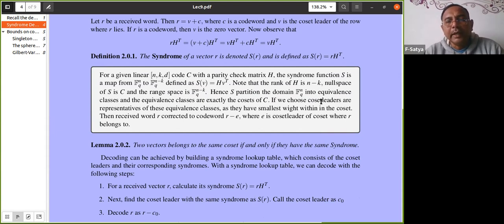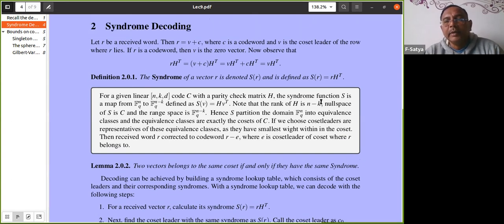For a given linear [n, k, d] code C with a parity check matrix H, these are all given. Then the syndrome function S is a map from F_q^n to F_q^(n-k), defined as S of V equal to H V transpose. Do not worry much about R into H transpose or H into R transpose. There it is a row vector, here it is a column vector. But this is familiar to you, that's why I wrote it in the box.